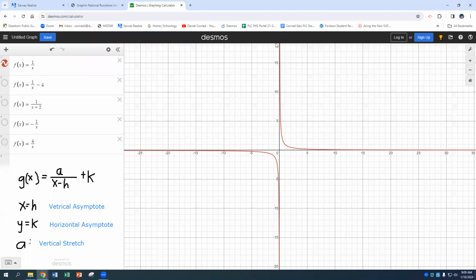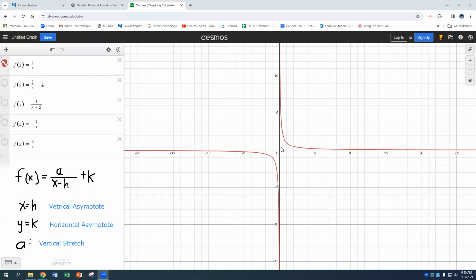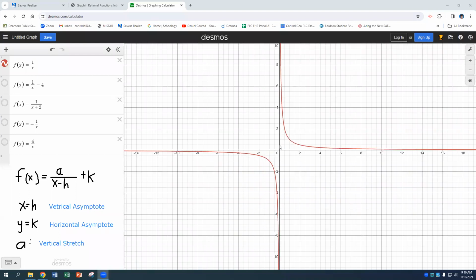Maybe I should have done F of X instead of G of X. So we're going to change this to F of X. Okay. So the first thing I want to point out is our graph has two asymptotes. So an asymptote is a line. It's not part of the graph, but it's a line that the graph approaches but does not touch.